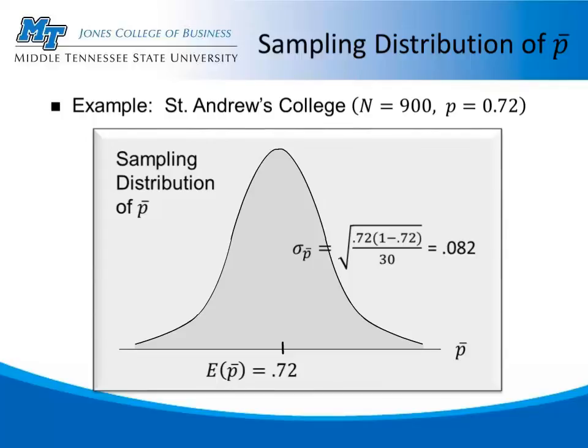Now the mean of all the sample proportions is always the population proportion. So what we're going to subtract when we're trying to figure out our probabilities is the mean of the sample proportions, and that's 0.72. Basically the formula is: you take your sample value, in this case a proportion, that's our p-bar. We subtract the population value, and we divide that difference by the standard error of whatever that statistic is. In this case, that standard error is going to be 0.082.